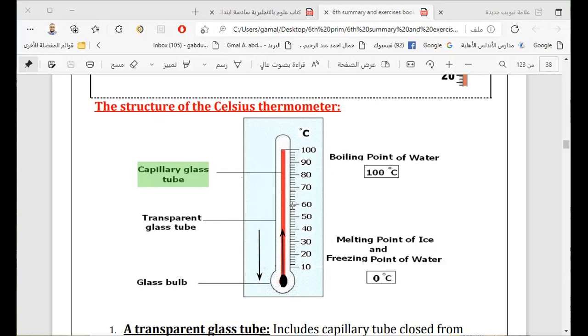Okay, God willing. What was my question, guys? I was asking: what is the meaning of rising the level of mercury? Who can answer me? What does it mean? Mercury level increases. What does it mean?